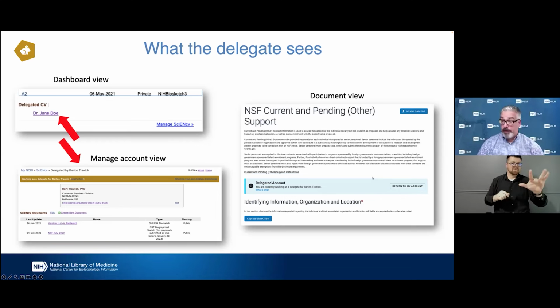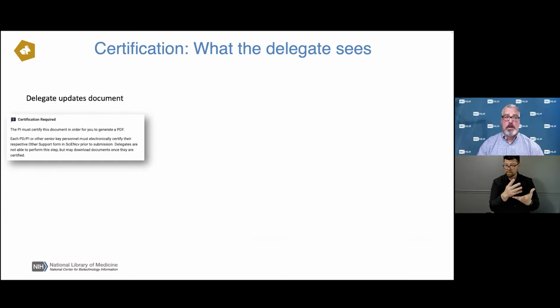So how does the certification work? The PI is the person that needs to certify this information. What happens if a delegate is working in the account?